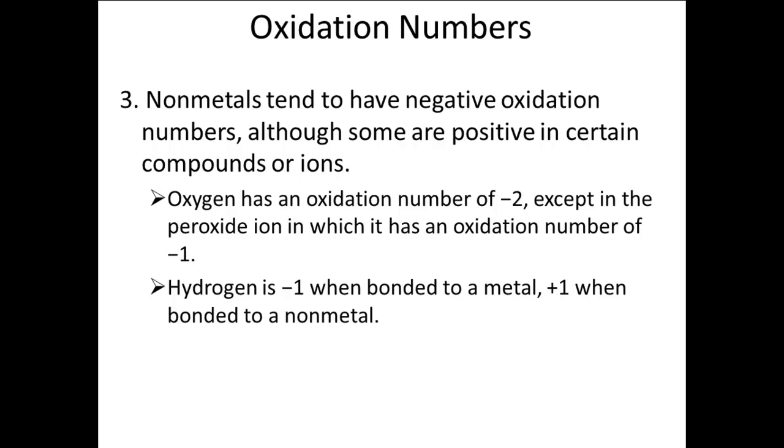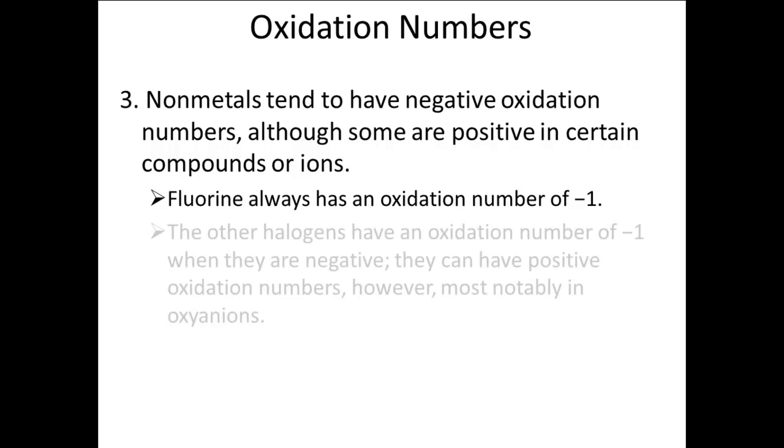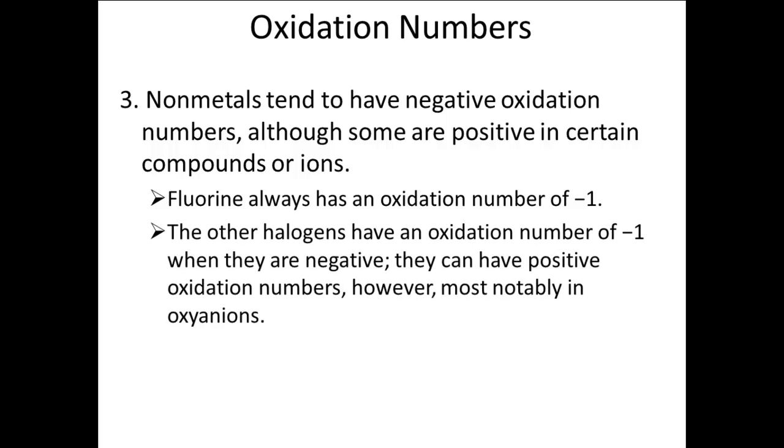Hydrogen has an oxidation number of +1 when bonded to other nonmetals, and -1 when bonded to metals. Because fluorine is the most electronegative element, its oxidation number is always -1, even when bonded to oxygen. The other halogens are often -1, though they can have positive oxidation numbers.